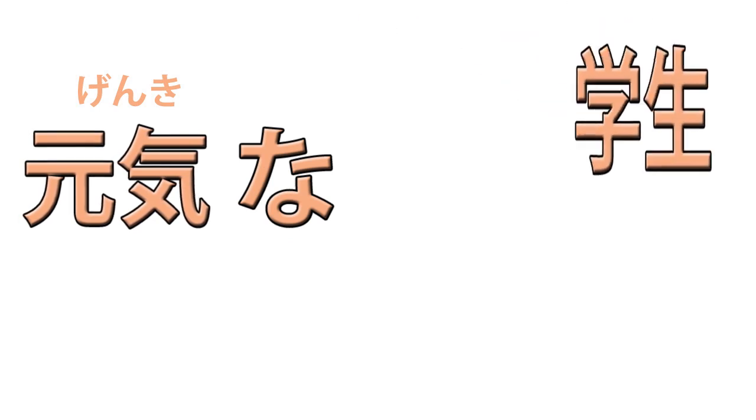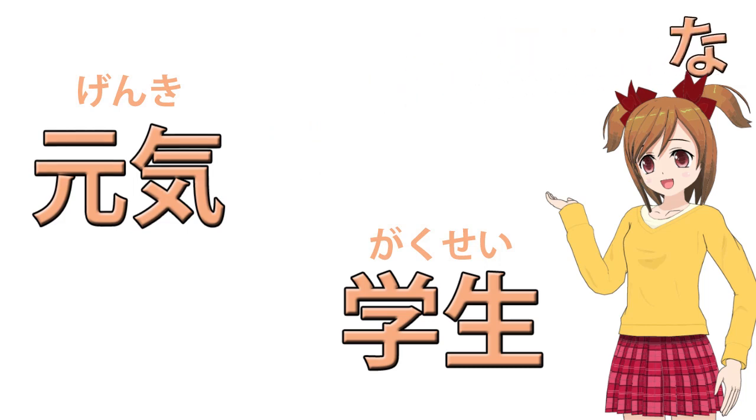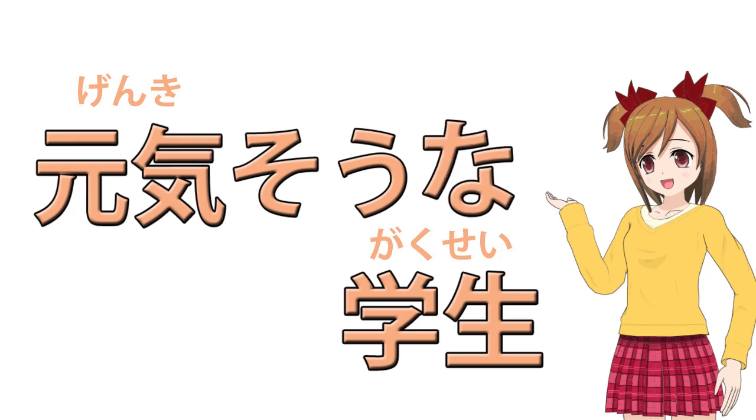So if we take adjectival nouns like genki, lively or healthy, and shizuka, which is quiet, if we say shizuka da, we mean it is quiet. If we say genki da, we mean is lively or healthy. If we say genki na gakusei, we're saying a lively or healthy student. Now, if we take off that da or na and put on sou, and we say genki sou na gakusei, we're saying a lively looking student, a lively seeming student.